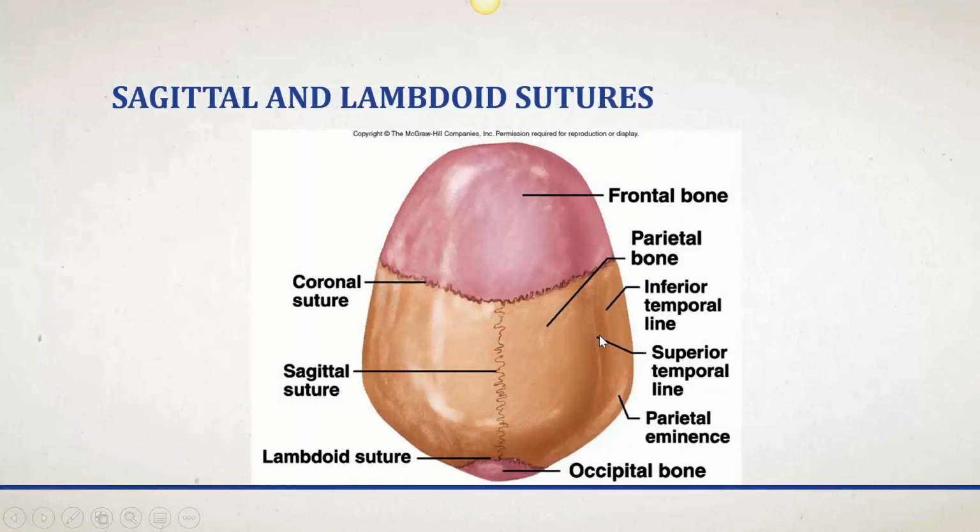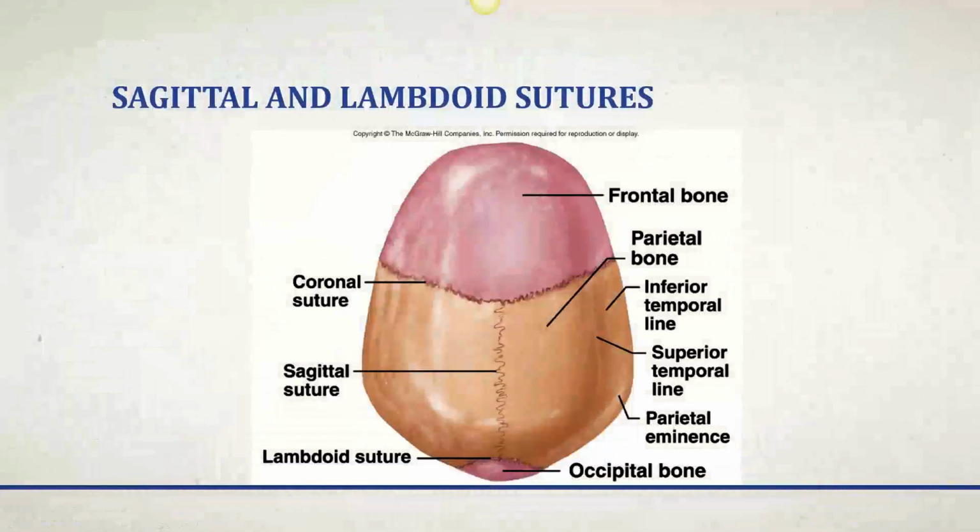The sagittal and lambdoid suture. The sagittal suture separates the left and right parietal bones. The lambdoid suture is in the back of the skull, kind of around the occipital bone, and it separates the occipital from the parietal bone. Kind of looks like the shape of a football to me.